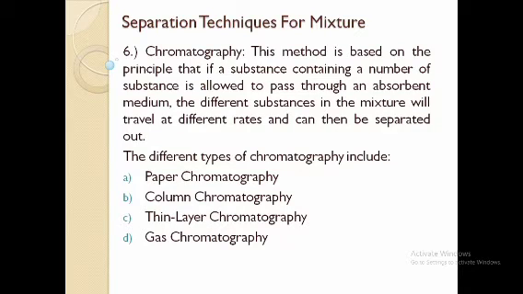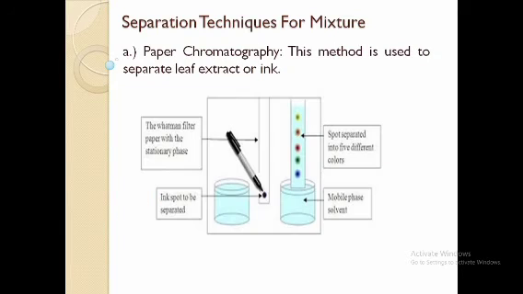So we have different types of chromatography. Number one, we have paper chromatography, column chromatography, thin layer chromatography, and gas chromatography. For the purpose of this class, I'm going to be talking about the first two, paper chromatography and column chromatography. So paper chromatography can be used to separate leaf extract or ink.